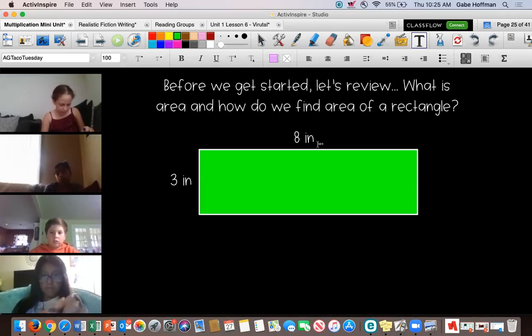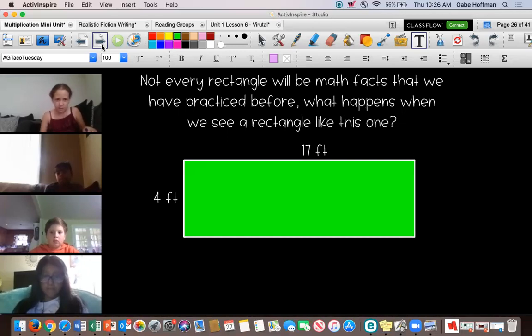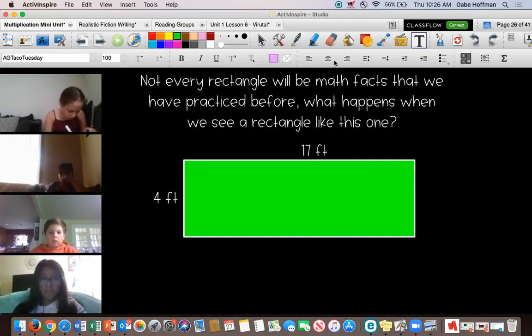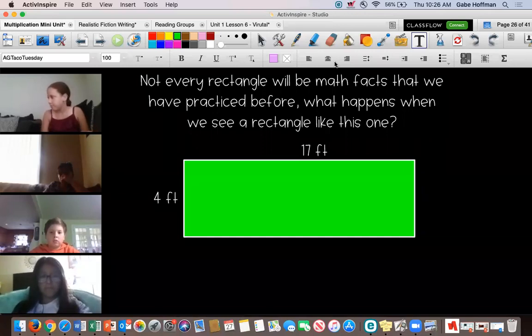Notice today we put units on them, and we're going to talk more about using units when we find the area of a rectangle. So not every rectangle we come across is going to be basic math facts that we have practiced before. A lot of us have probably seen 8 times 3 or know how to find it fast, but sometimes we're going to see ones like this, where we have 17 as the length and 4 as the width. We have feet. So what do we need to do to find area?